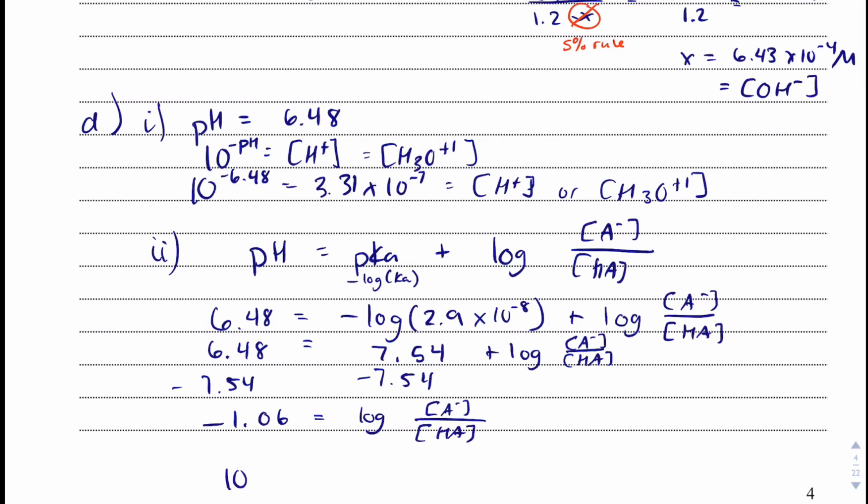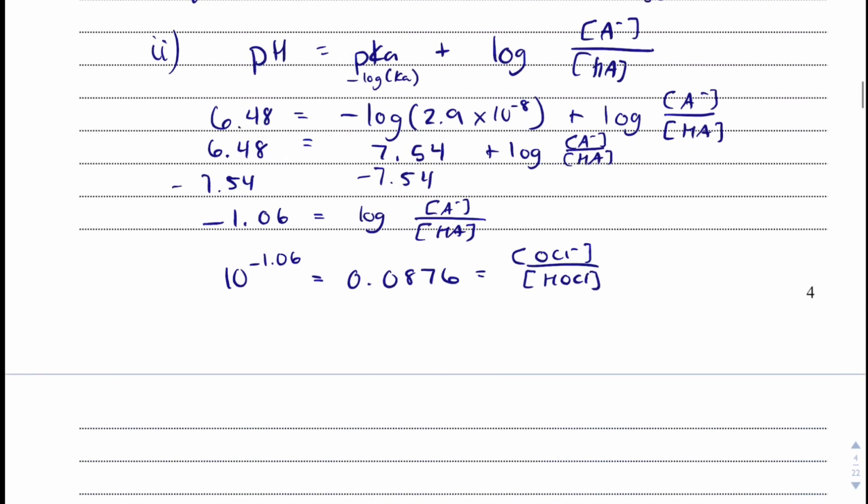And we'll take 10 to the minus 1.06, because the inverse of log is 10 to the power of whatever's on the other side. And that equals 0.0876, which equals OCl minus over HOCl. And so what I know is that HOCl must be greater than OCl minus. You might include a few words there.